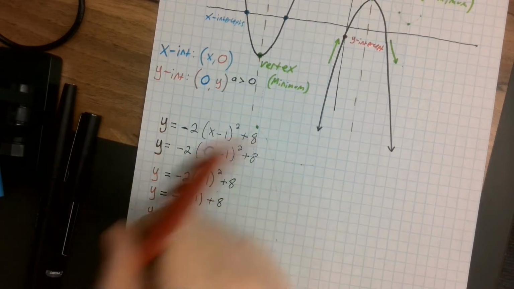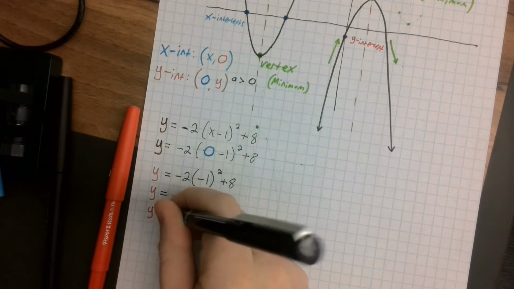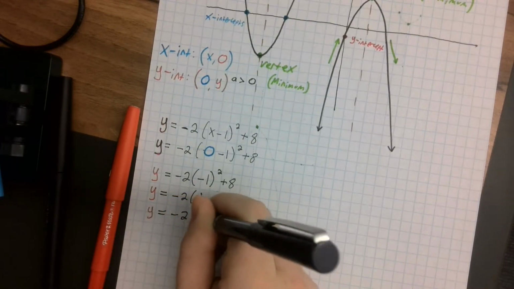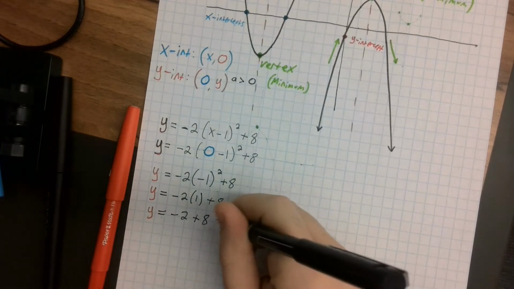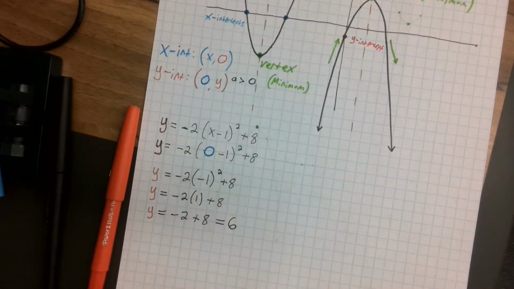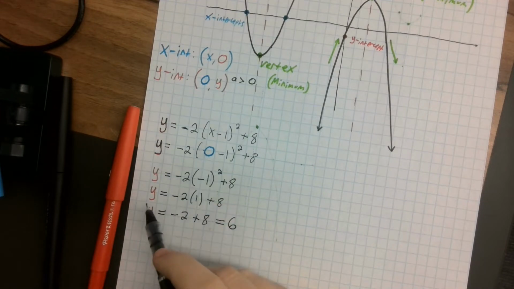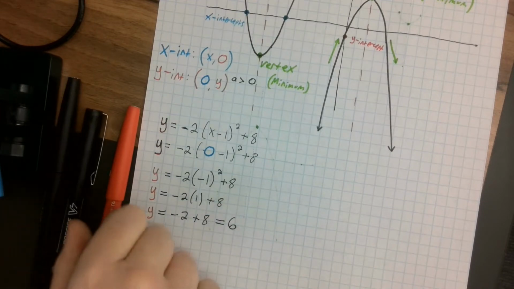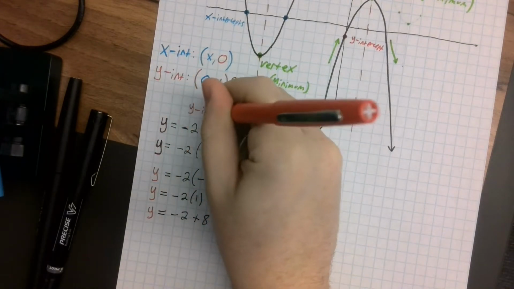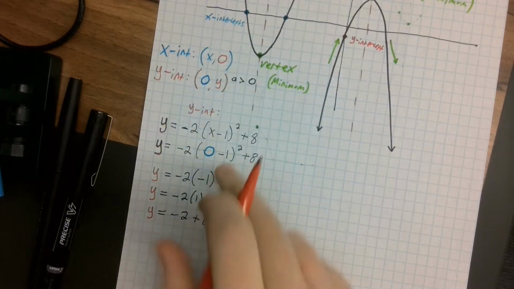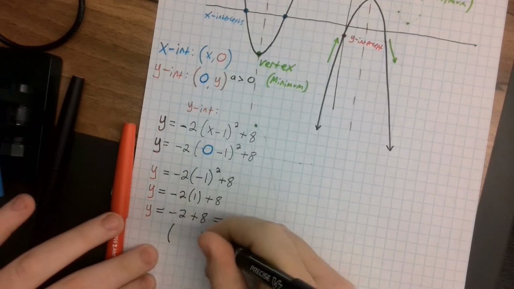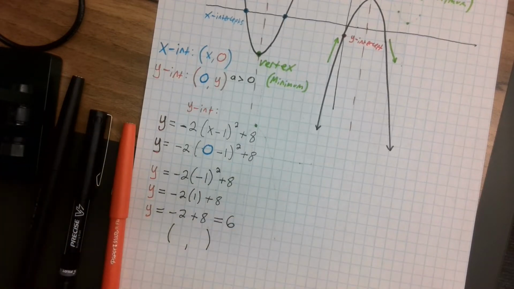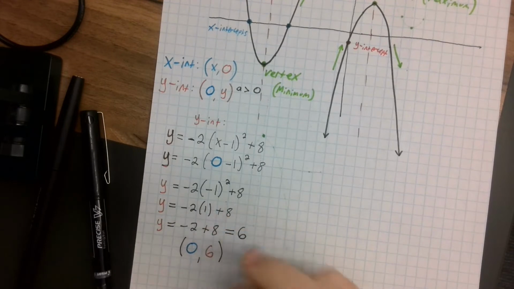We can keep going now. Now we see another simplification. Negative 2 times 1 is just negative 2. And what's negative 2 plus 8? It's 6. When x is 0, our y became 6. This is how we find our y-intercept. We set x equal to 0, y becomes 6, so we get the following point. We get the point 0, because x is 0, 6, because y ended up being 6.